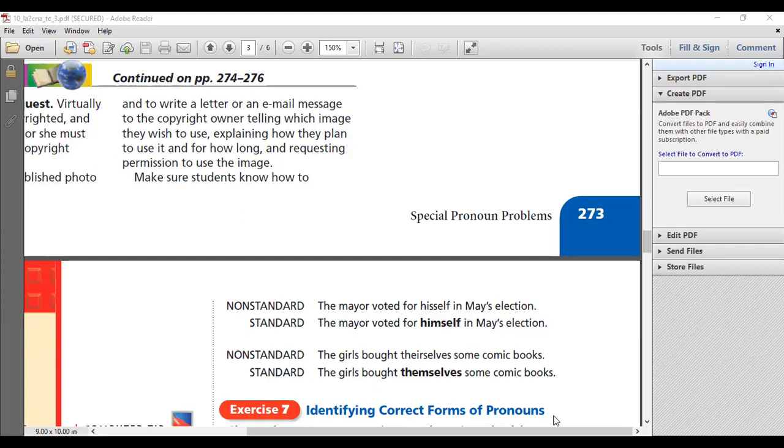Let's keep that up here while you open up your workbooks to page 171. You will see that we have 11 to 15. And by the way, this is one of your homework pages, so if you do it in class together, that's one less page you have to do for homework. Now let's look at 11 together. Correct pronoun to use.